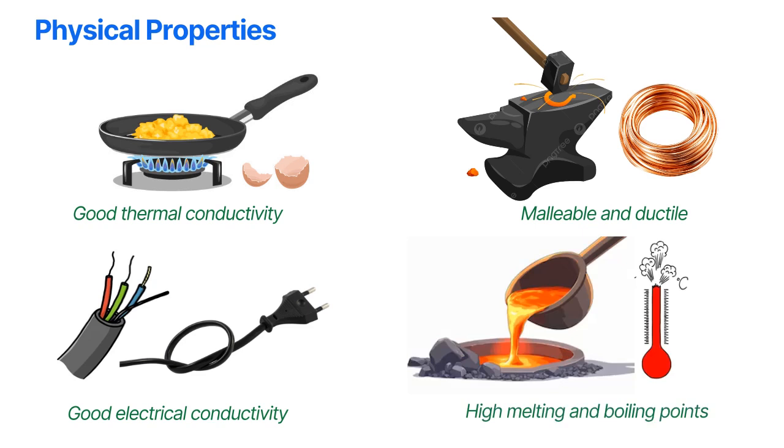Finally, most metals have high melting points and boiling points. This means they remain solid at high temperatures, making them useful in building materials and machinery. Note, exceptions exist, for example mercury, which is a liquid at room temperature.